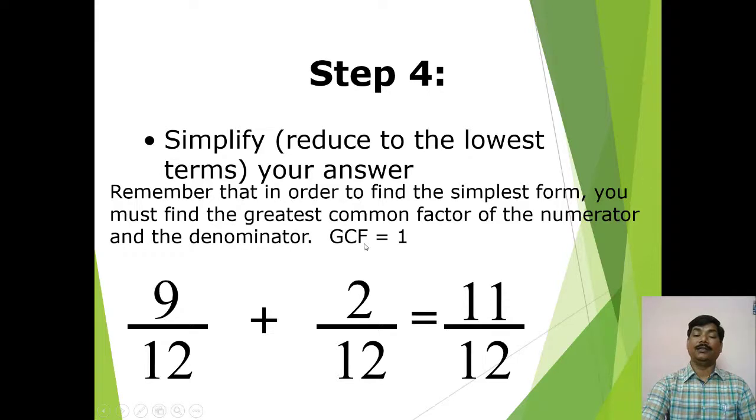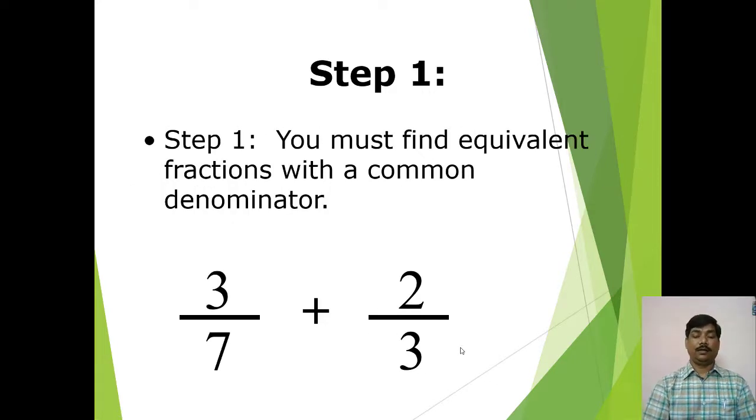But here the HCF is 1, so it is already in simplest form. Now we are taking another problem. In this problem we will add the fractions 3 upon 7 and 2 upon 3.